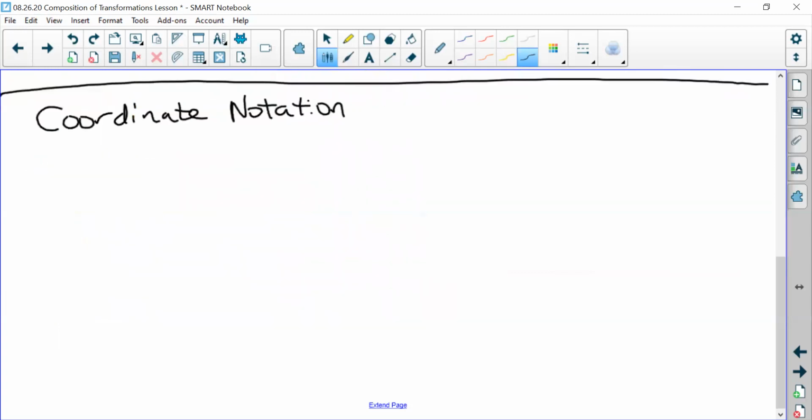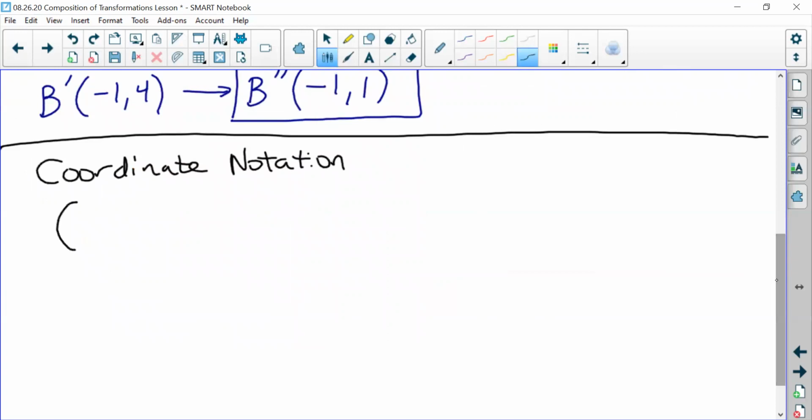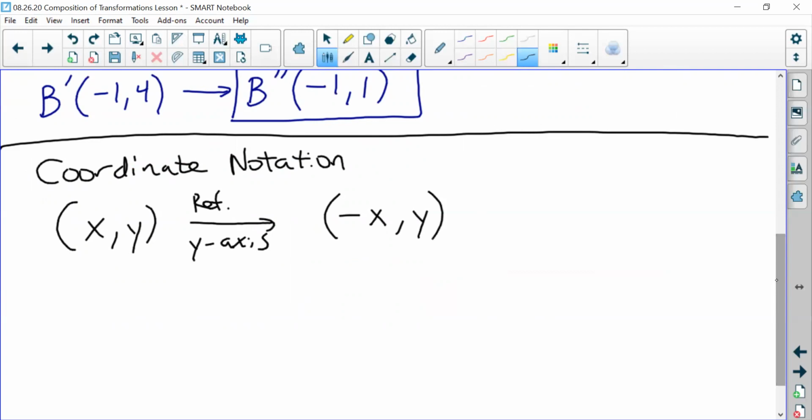With the coordinate notation, we are always starting with x, y. Our first task was the reflection across the y-axis. So as we saw above, x has the opposite sign, y stays the same. But from here, now we want to translate that. And we just wanted to translate this 3 units down. So this becomes negative x and then a y minus 3.